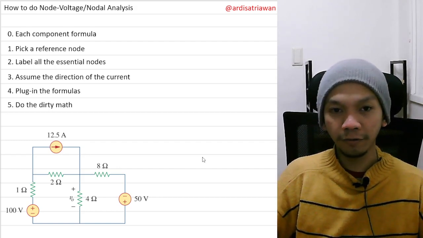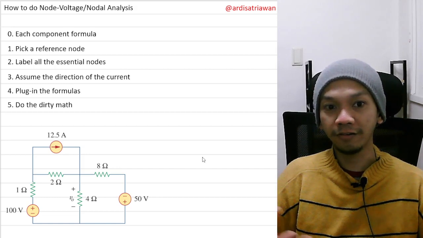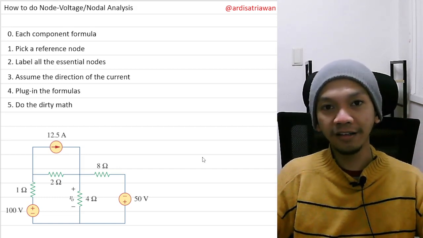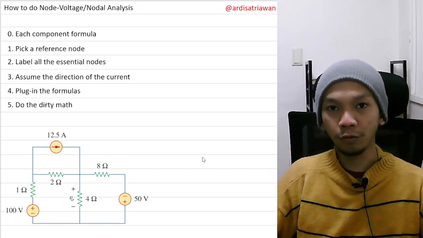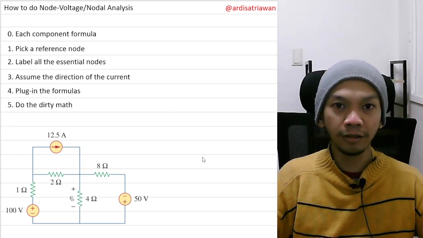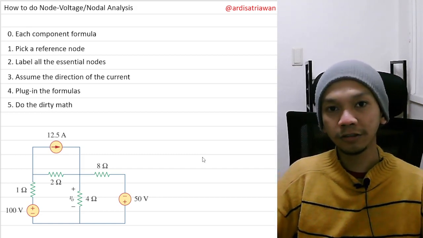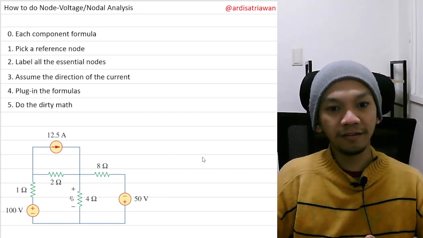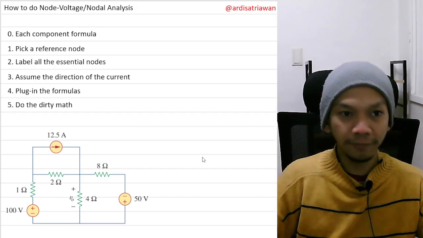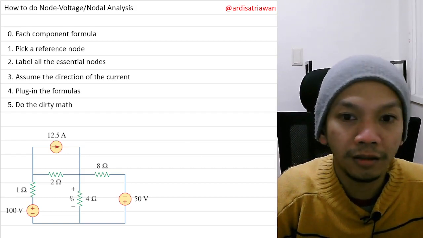But first of all, we need to know what the formula is for each component. So basically there are 3 components that we need to know the formula of, which is a resistor, the second one is the current source, and the number 3 is a voltage source. So let's dive into it. The first one will be a resistor.